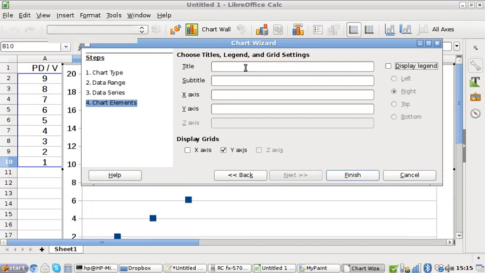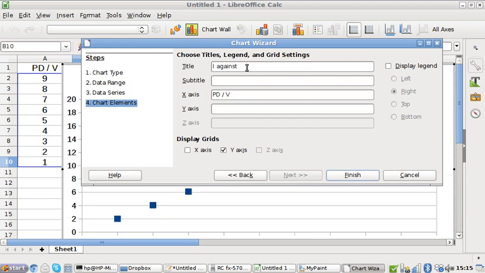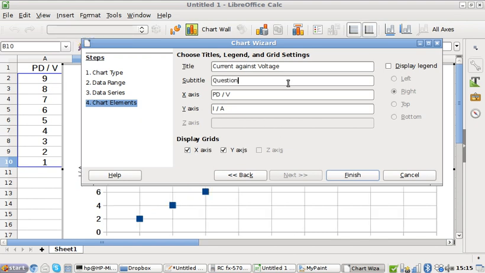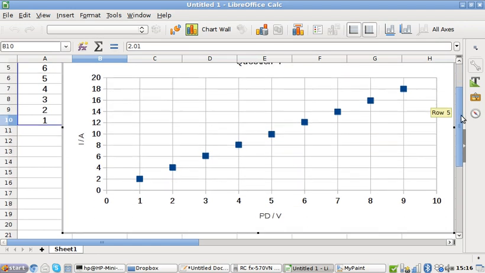Okay, so the title is I against V, and the x-axis is potential difference in volts. Current against voltage. Potential difference in volts and current in amps. Question 4. Graph looks like, so quite a reasonably straight lined graph there. And then lastly, what have you noticed about the value of R?